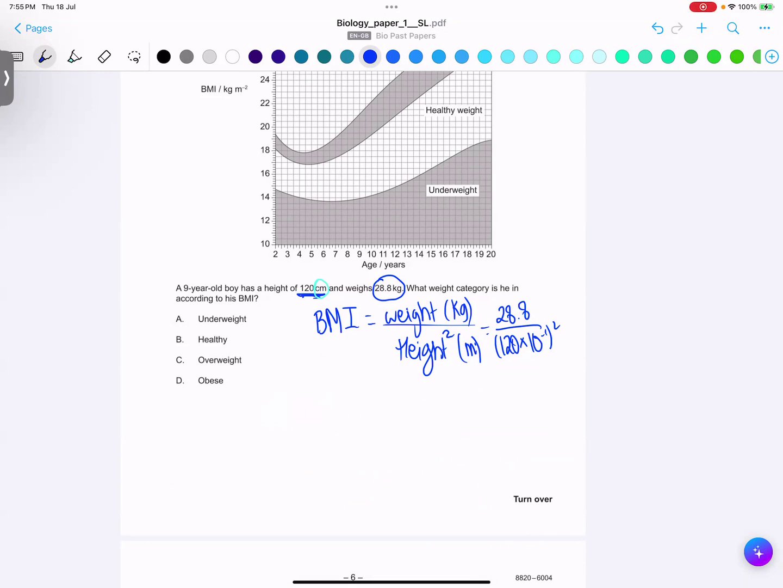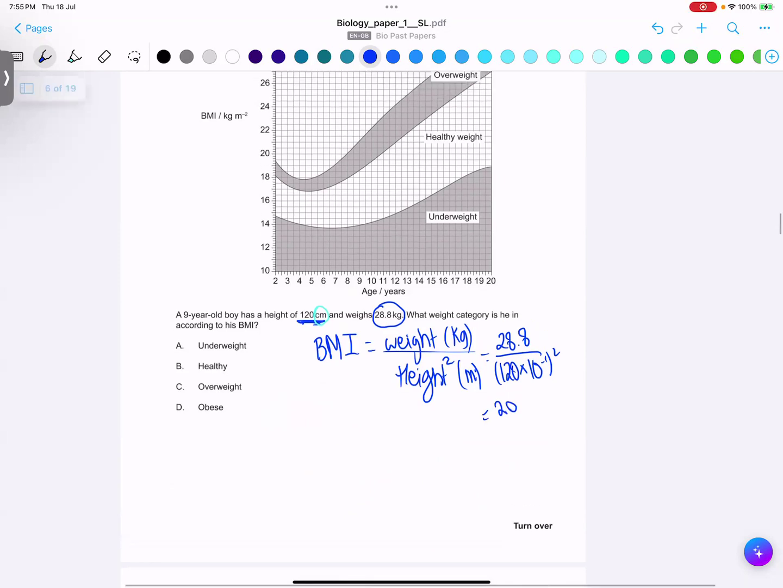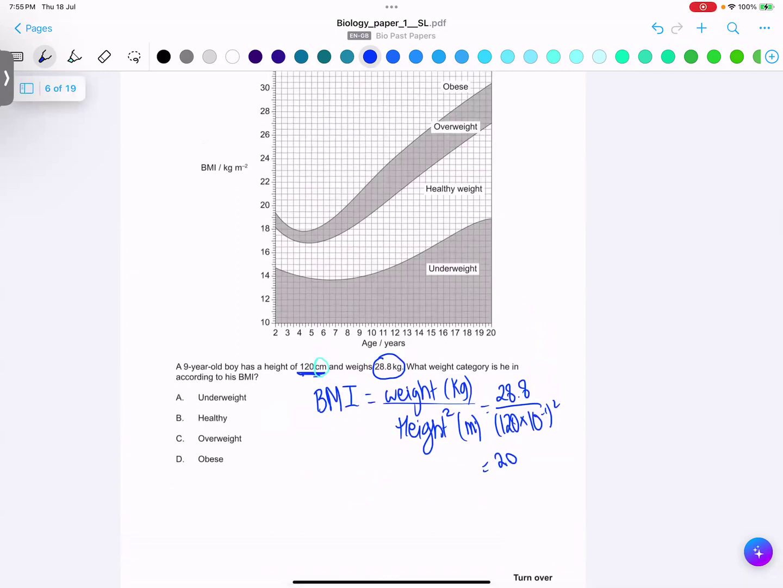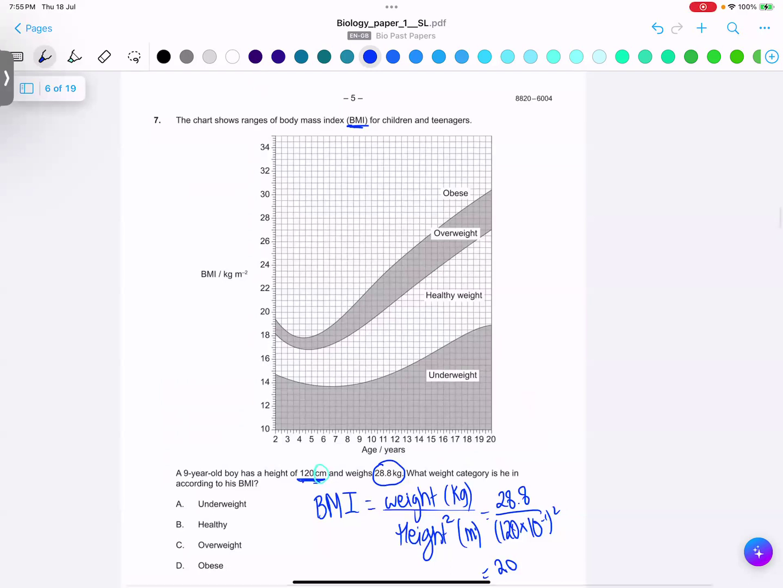So our answer is, in fact, 20, right? So now we know that his BMI is, in fact, 20. But one second, guys, I'm just fixing one thing in my calculations to ensure that it's correct. Yeah, it is 20. So here we have 20 for the BMI, because we realized that our y-axis is BMI, it's not the height.